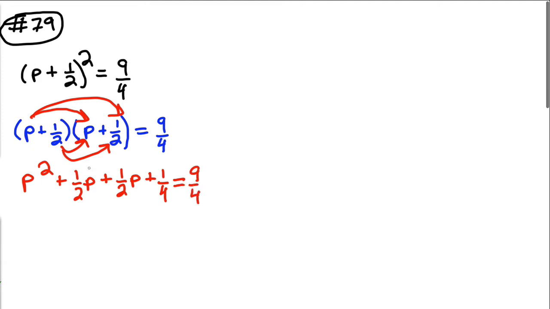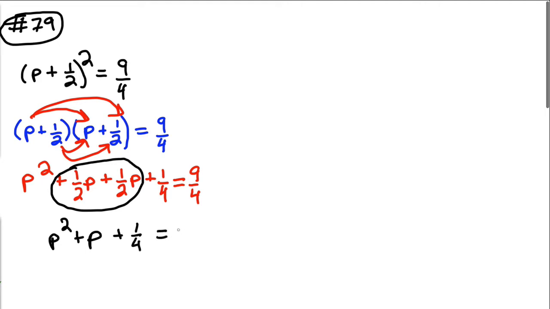Okay, so now we combine like terms, which are these two right here. So 1/2 p plus 1/2 p equals just 1p. And so then I have p squared plus 1p plus 1/4 is equal to 9/4. Okay, so now I'm ready to set it equal to 0.